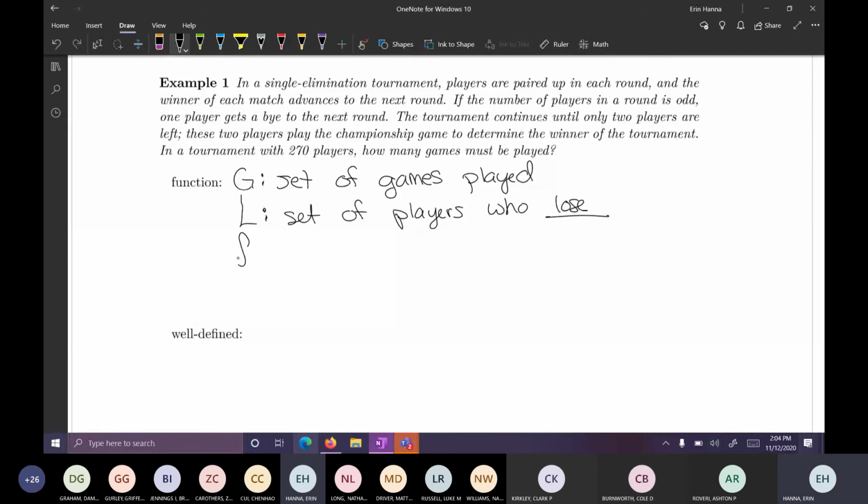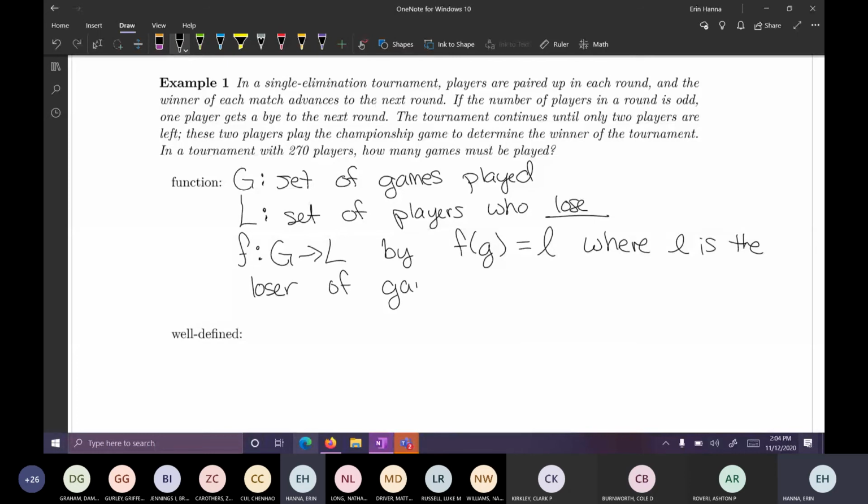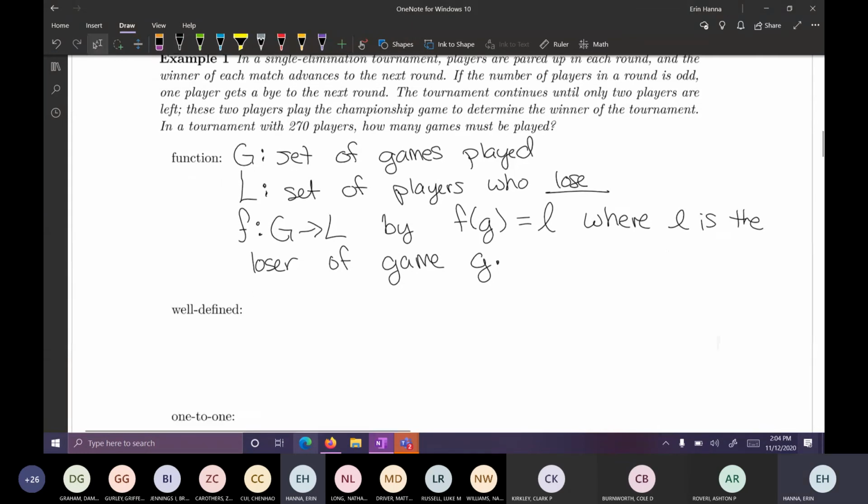So essentially, we're going to define some function from G onto L by saying if we let f of G be equal to L, we're going to say L is the loser of game G. So if we can find that this function that I'm defining here is a one-to-one correspondence, then instead of counting the number of games played, I can count the number of losers.